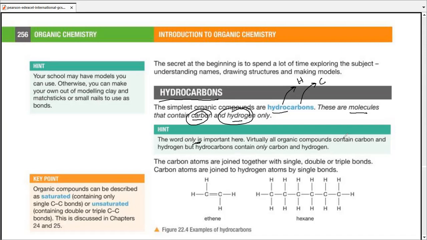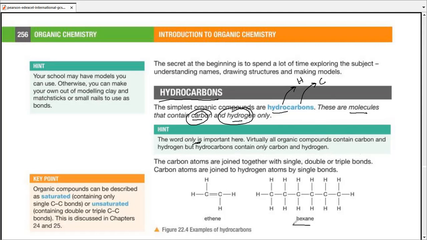Which means other compounds may contain some atoms of oxygen or nitrogen or halogens or maybe some other elements. All right. So carbon atoms are joined with single bonds, double bonds, or triple bonds with one another, and with hydrogen atoms joined to them by single bonds only.